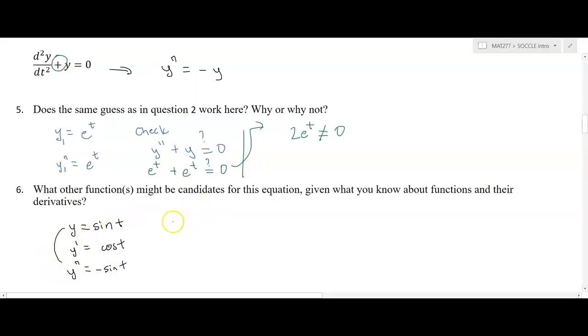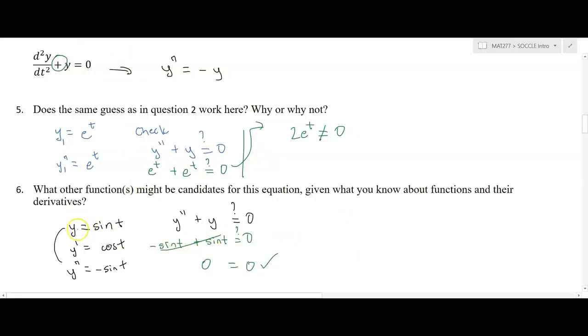So does the second derivative plus y equal 0? That's what our check is going to involve. The second derivative is negative sine t. The original function is sine of t. And clearly, negative sine of t plus sine of t add to 0, and 0 equals 0 is a true statement. If it works for sine, I wonder if it works for cosine.